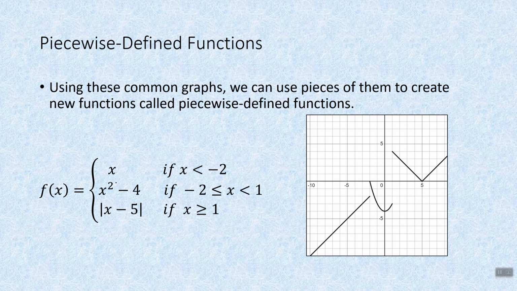So this function says, for an input of x, if x is less than -2, then we just get out whatever we put in. So we see here at -2, I'm going to put a circle. I'm going to put an open circle. That open circle says I can't equal -2, but I could get super close to it.